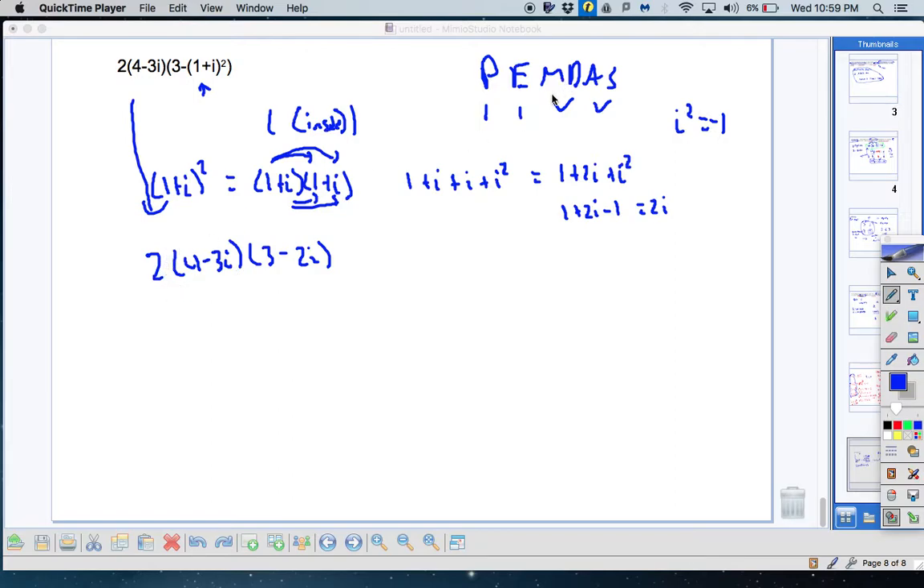When in doubt, though, we're supposed to go left to right. So I'm going to follow our rules left to right. And we're going to multiply in. This is the distributive property, so we're going to multiply like this. So we get 2 times 4 is 8. And then 2 times negative 3i is negative 6i.